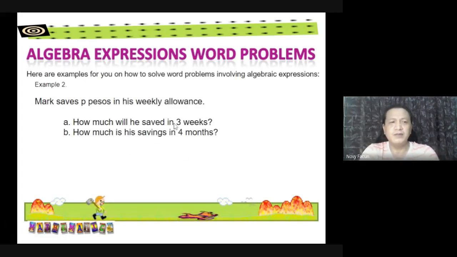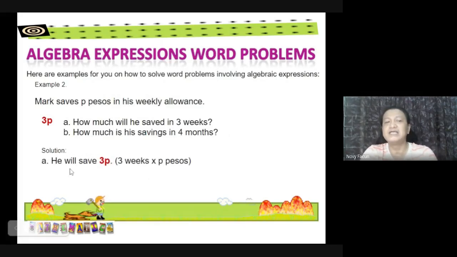Another, we have number 2. Mark saves P pesos in his weekly allowance. With this problem, we are going to answer letter A and B. For letter A, how much will he save in 3 weeks? Take note of the word 3 weeks. How do you present your answer as an algebraic expression? That is 3P. How did you get that? Our solution is he will save 3P because 3 times P pesos. There is no value of the P pesos saved. That is our answer.